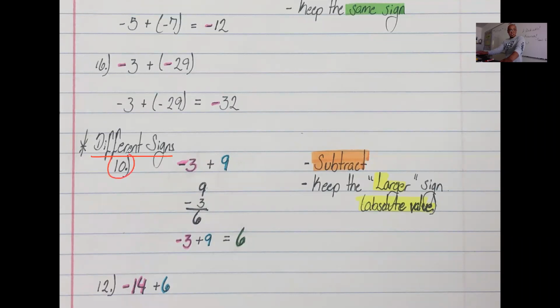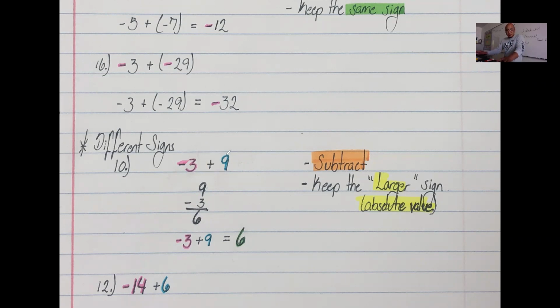Well, let us look at number 10 from our assignment today. Notice how we're adding -3 and we're combining that with +9. Notice how they have different signs. Now, before I continue, I do want you to remember that this only works when we are adding. Whenever the operation is addition, we're going to follow these rules.